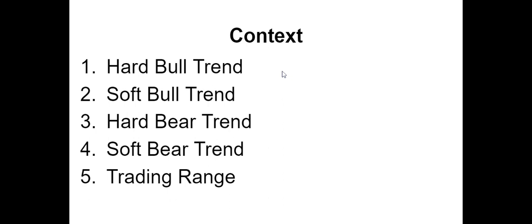Context. Normally, we have five different contexts in a chart. One is a hard bull trend, the second one is soft bull trend, third one is hard bear trend, fourth is soft bear trend, then a trading range. These are the five possibilities that you see on a chart.